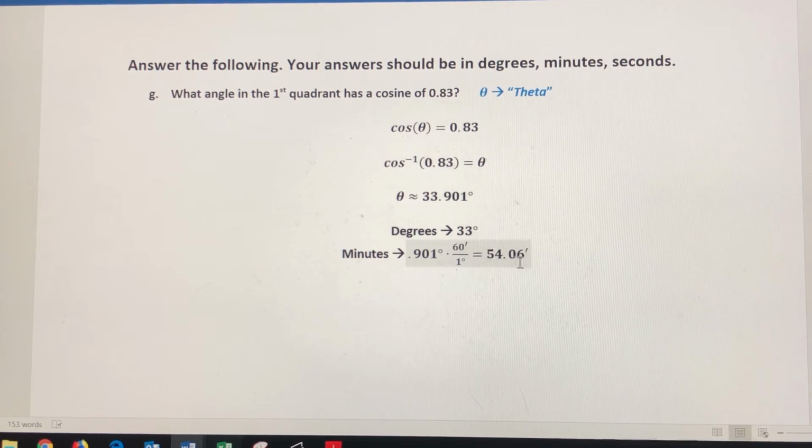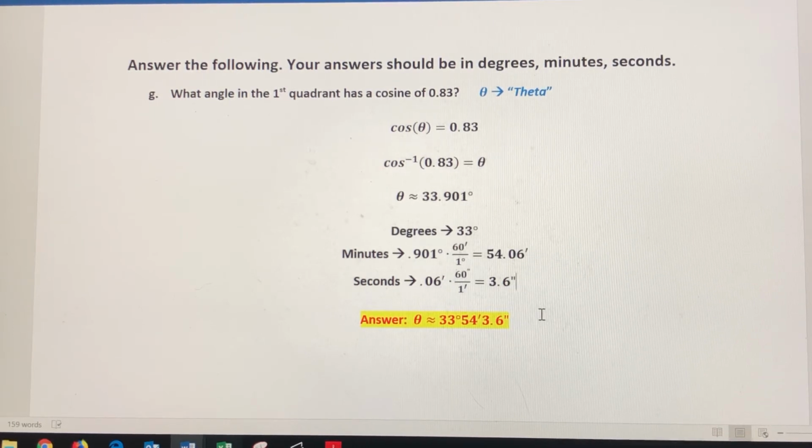And I'm going to take this amount after the decimal here and convert that to seconds. So seconds would be 0.06. We're going to use the conversion factor, 60 seconds per 1 minute. That makes the minutes cancel out, and that's going to give me 3.6 seconds. So there's only one angle in quadrant 1 that has a cosine value of 0.83, and it's approximately 33 degrees, 54 minutes, 3.6 seconds.